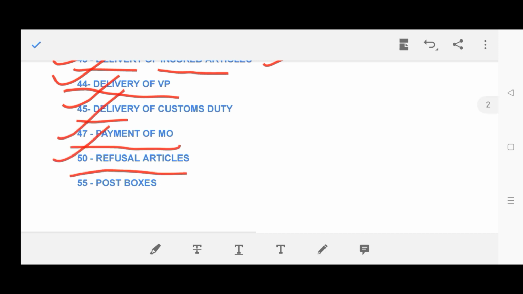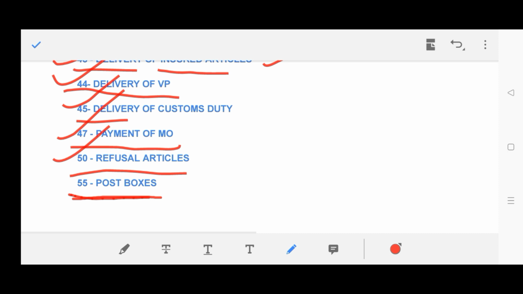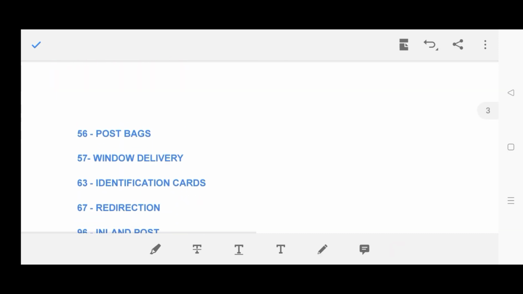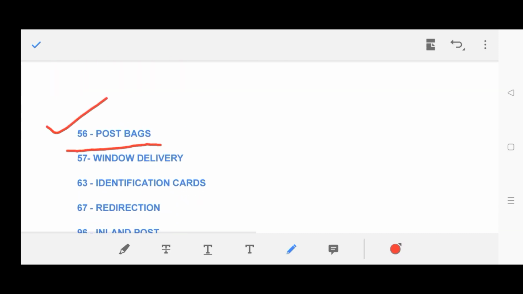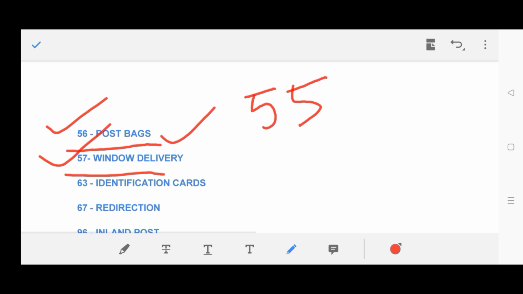Next, class number 55 is about post boxes, and class number 56 is about post bags. Class number 57 discusses window delivery, and class number 63 discusses identification cards. Postal identity cards: which class? This is class number 63.